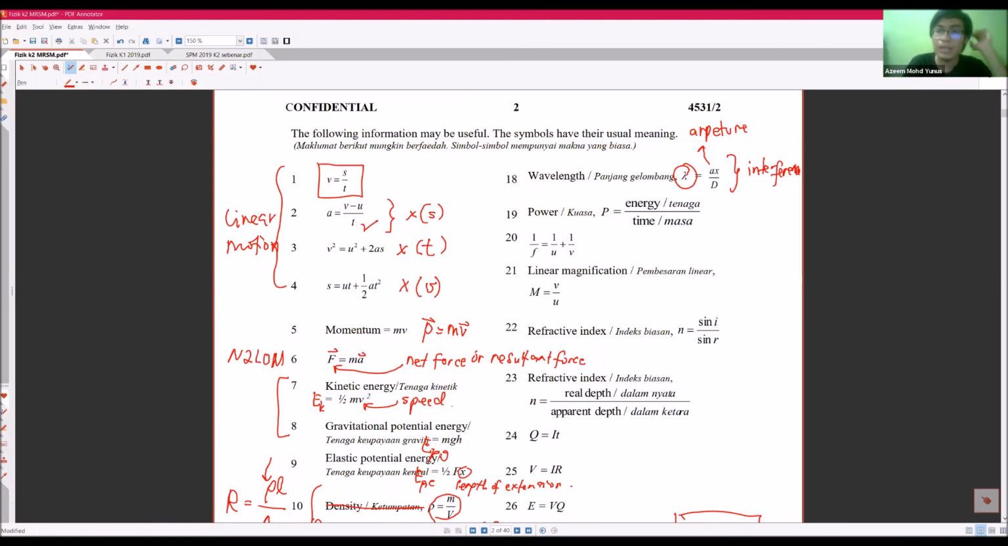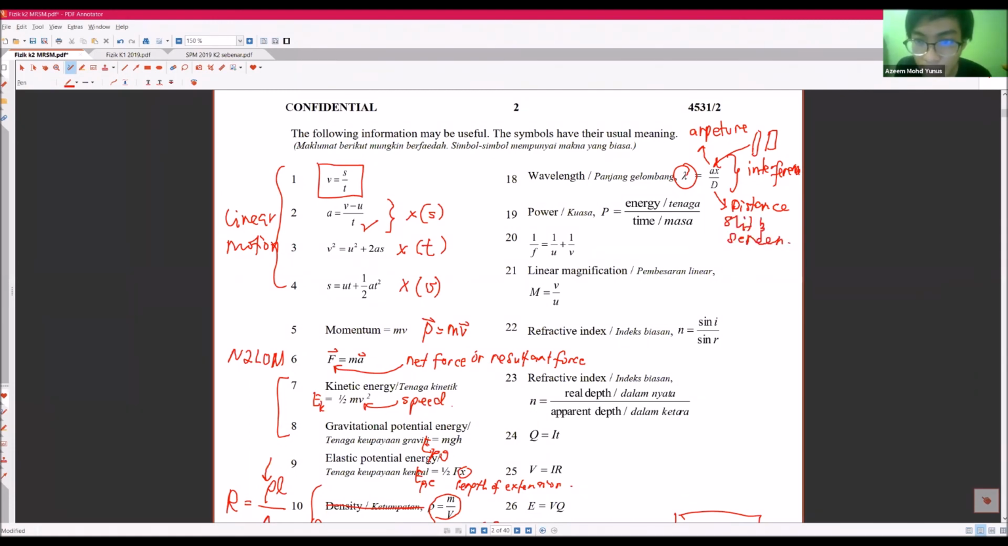Okay, so X is the distance between consecutive nodal lines or antinodal lines. That means from bright to bright, dark to dark, or loud to loud, soft to soft. So that is X. Here, capital D is the distance between the source, the slit, and the screen.